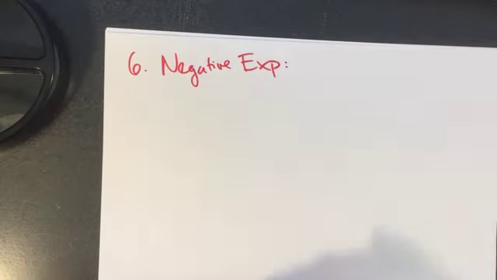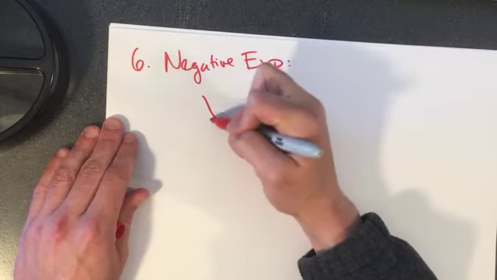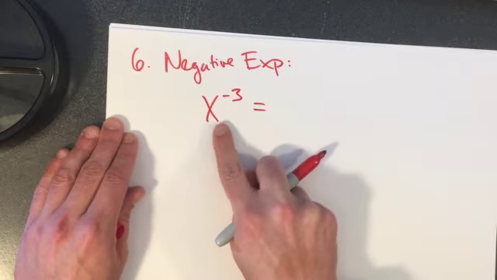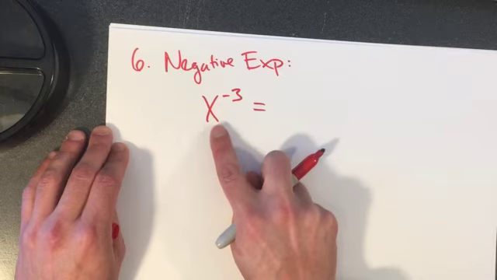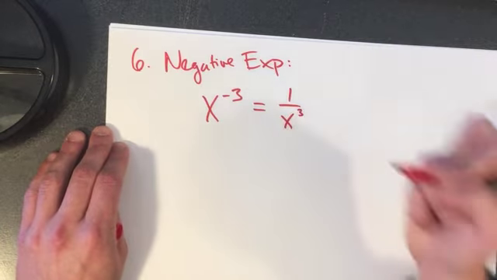Negative exponents do not belong in the numerator or denominator. So let's say we had x to the minus 3. No, this is not proper. The same way proper grammar is required in English, this is bad grammar in mathematics. So we would put it like that.